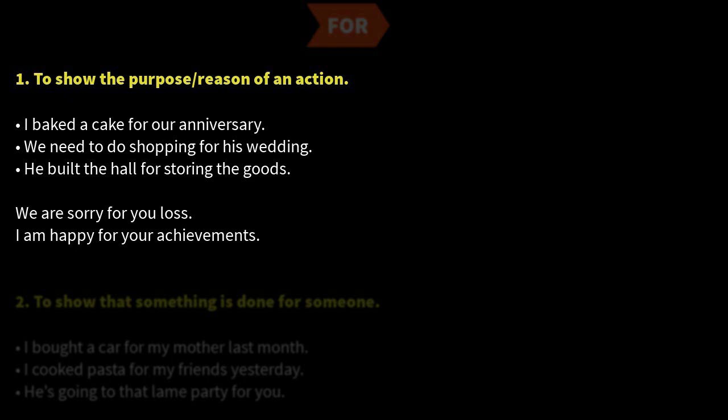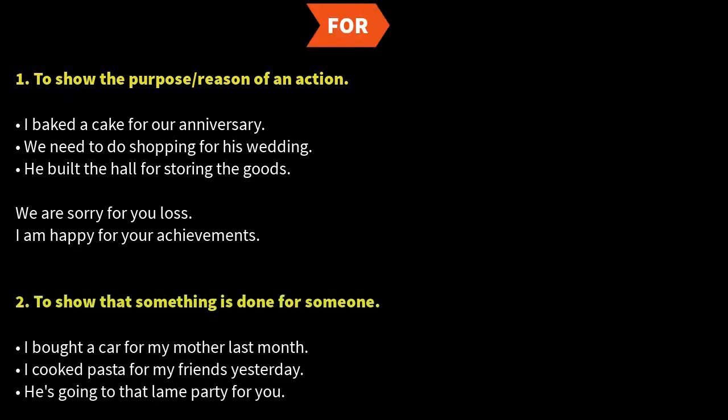Now, the sentence doesn't have to have an action to use for. It can simply be a state of being. For example, we are sorry for your loss, or I am sad for your loss, or I am happy for your achievements, right? So here in these examples, we don't have an action going on. These are just states of being. I am sad, I am happy. Now why am I sad, why am I happy? For your loss, for your achievements. Understood? So it doesn't have to be an action. It can simply be a state of being, and you can talk about the reason for that state of being using for. Usage number 1.